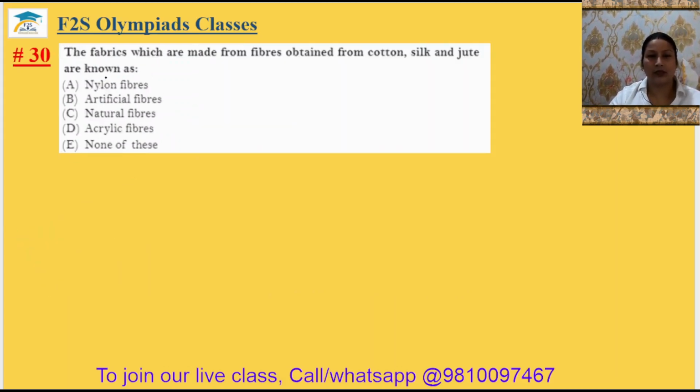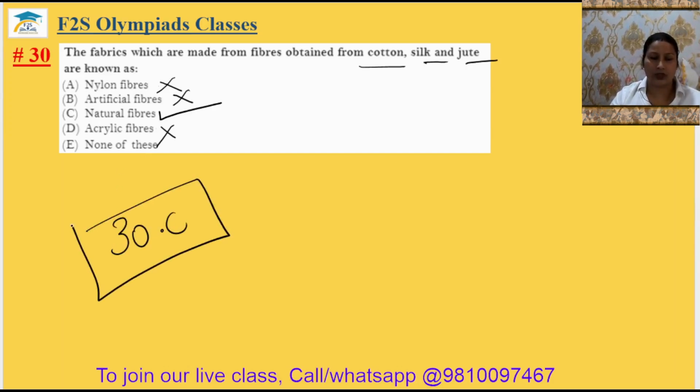Question number 30. The fabrics which are made from fibers obtained from cotton, silk and jute are known as. So these are cotton, silk and jute. These are the natural fiber. Nylon is the synthetic fiber. Artificial fiber is the synthetic fiber or the man-made fiber. These are the natural fiber. Acrylic fiber is the mineral fiber. Okay. So 30 answer will be option C.